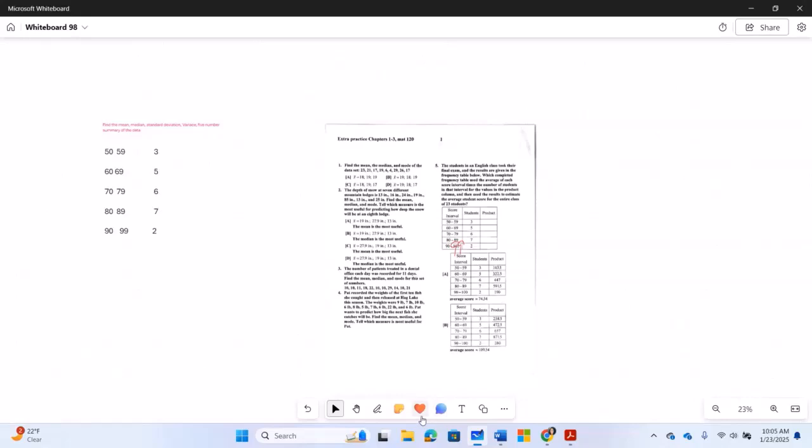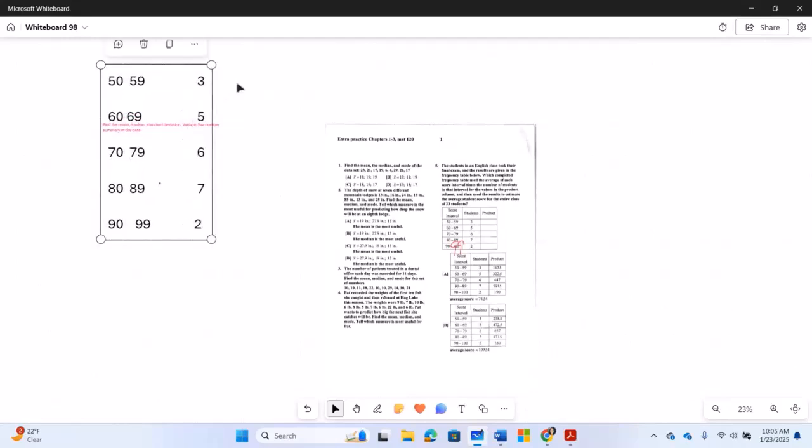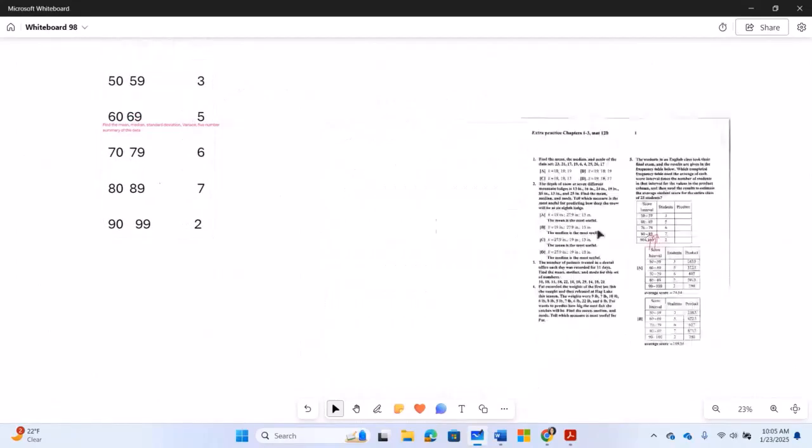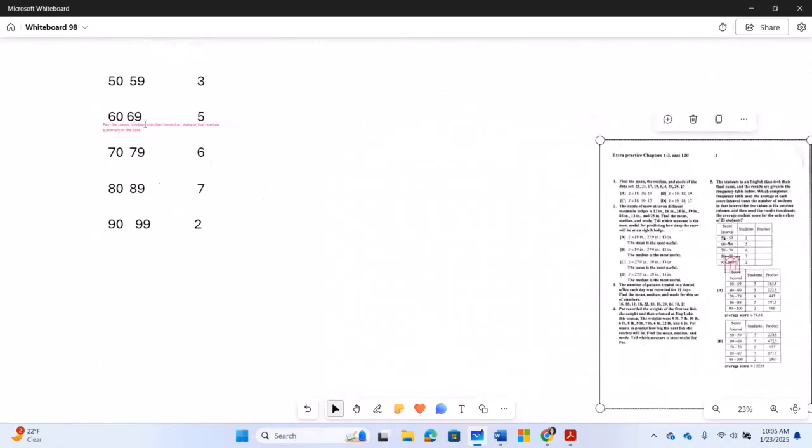I'm going to make this bigger. That way I can write on this. So let's make it bigger. I'm going to select this again and try to make it bigger. Okay. Select that and drag it and make it bigger. I'm going to push this one outside.